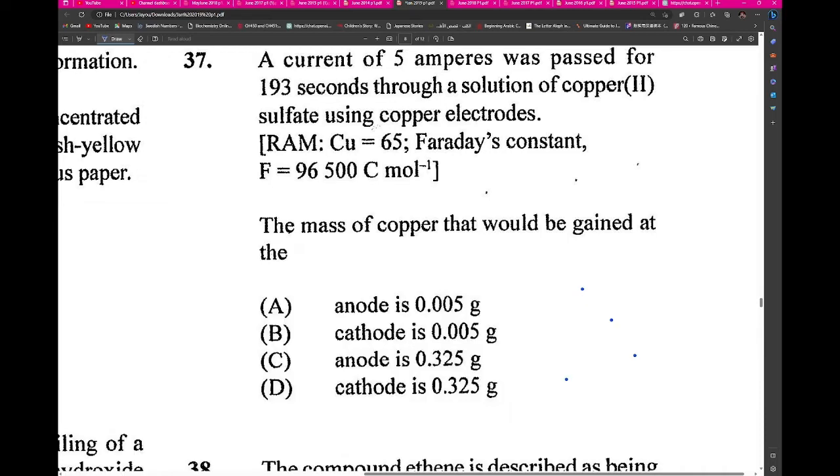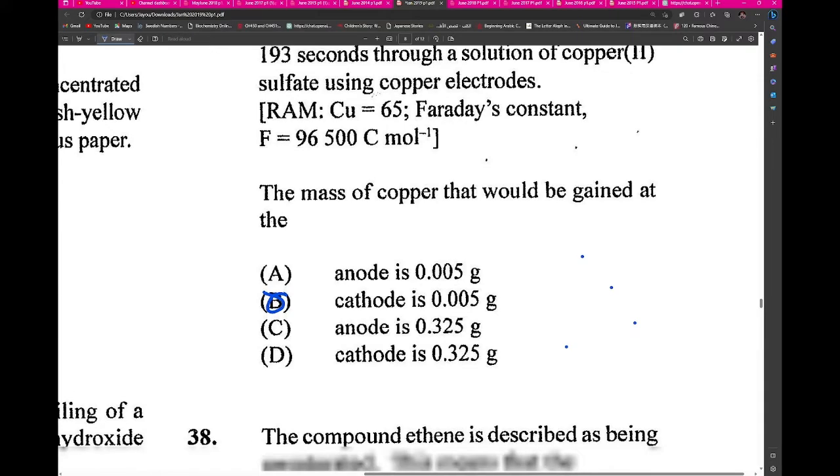Okay, let me just reduce this answer. Right, so we're supposed to get that. A second. 735. 1, 2, 3, 4. 0.006. Alright, so I think the best answer here may be 0.005 at the cathode.